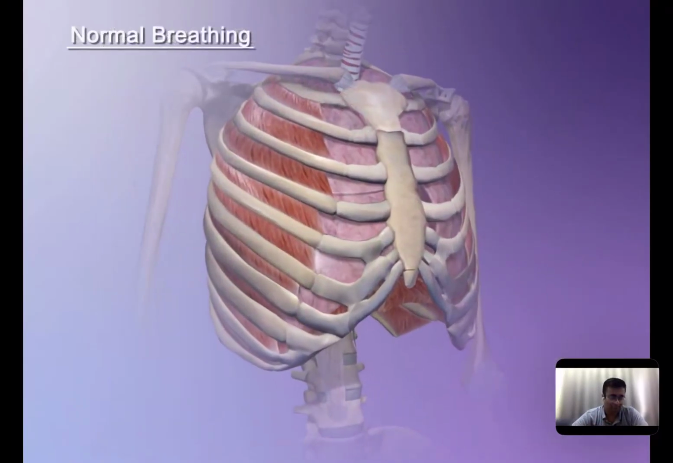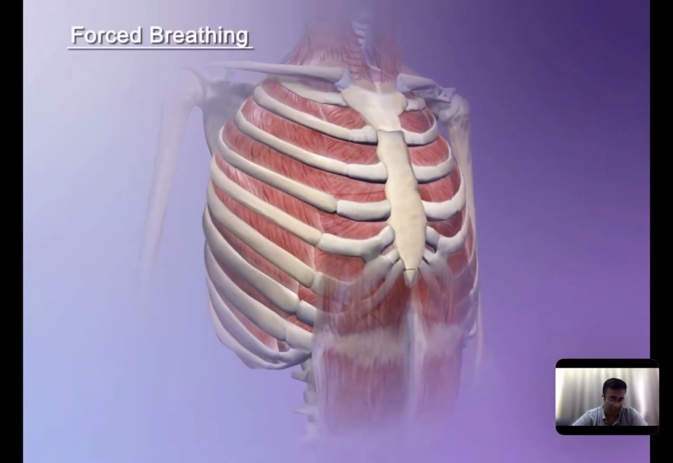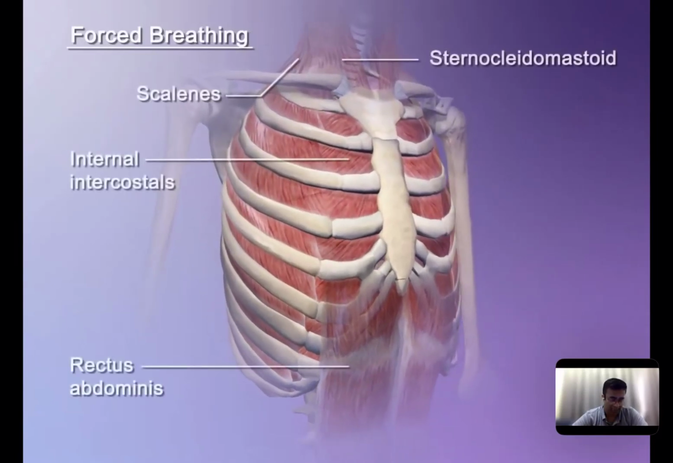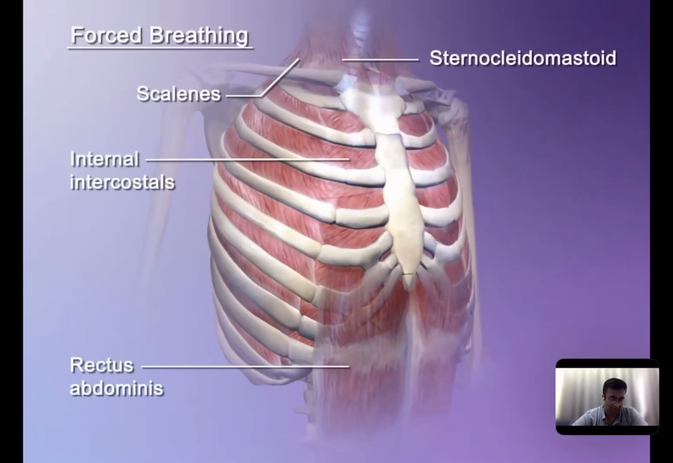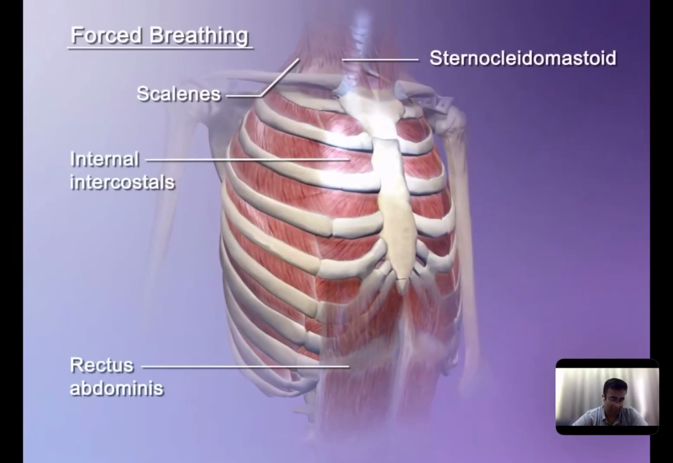The body's demand for more oxygen can change normal breathing to forced breathing. Additional muscles increase the changes in volume of the thoracic cavity. So you can see the intercostal muscles. More air can pass in and out more rapidly.